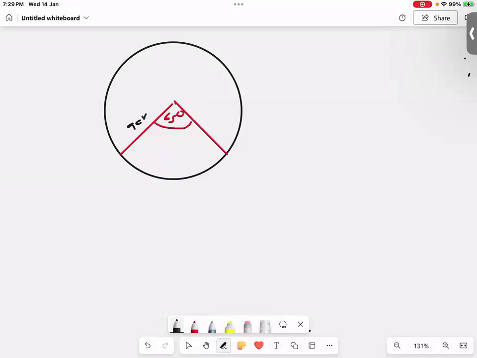Now, to be very specific, what I'm going to do is label the center as O. I'm going to label the two edges here, or the two vertex, as P and Q. And I'm going to put a little spot up here, and I'm going to call it R. All right, so there's a spot on the circumference, R.